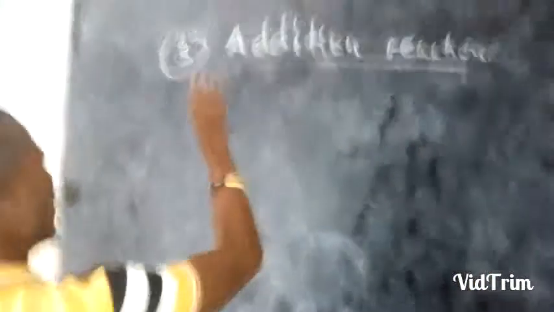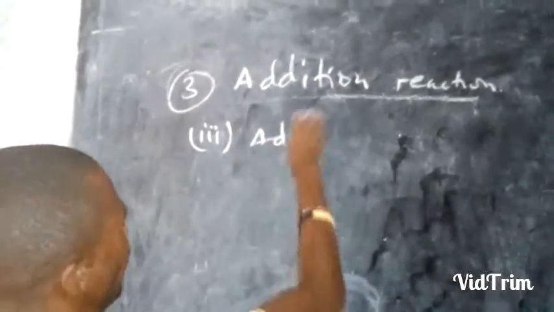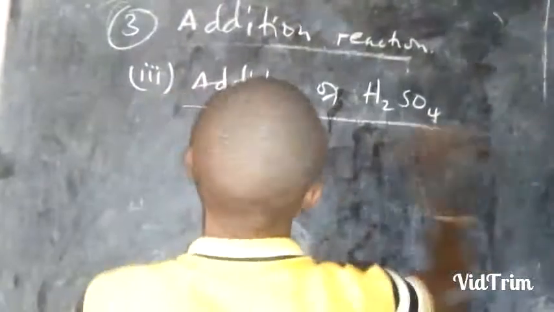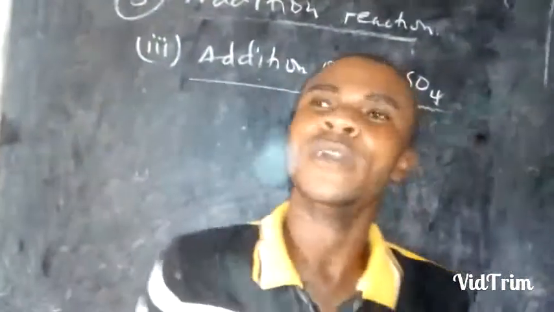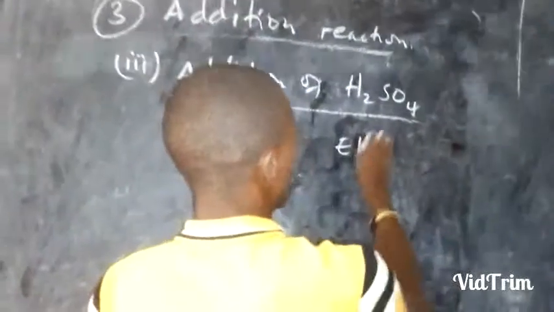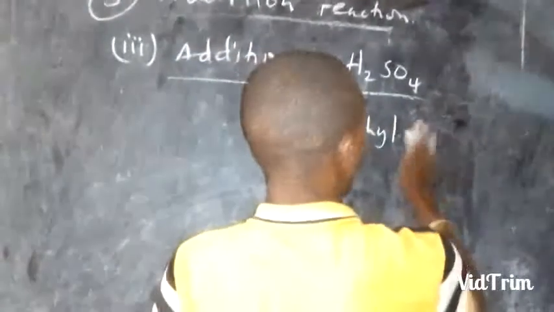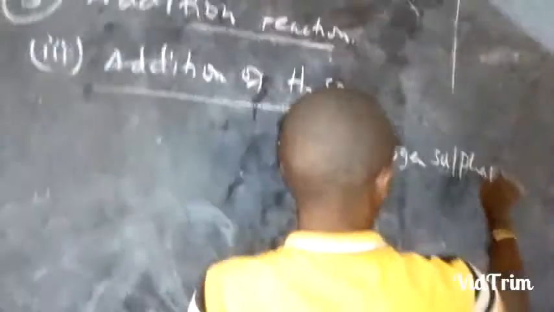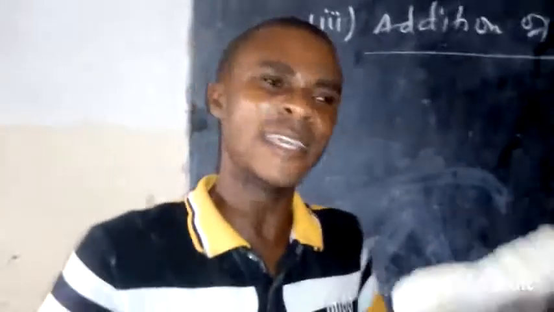Let us go to the other addition reaction. The other addition reaction is the addition of H2SO4. When you add H2SO4 to alkene members here, preferably ethene, you produce a compound known as ethyl hydrogen sulfate. Ethyl hydrogen sulfate is produced. So the compound known as ethyl hydrogen sulfate is produced. Anytime H2SO4 is added to ethene, you produce ethyl hydrogen sulfate.